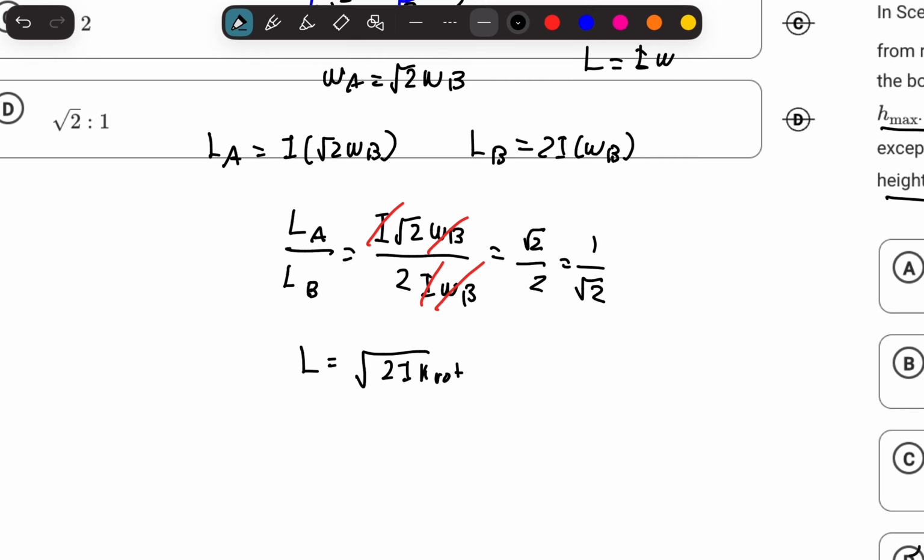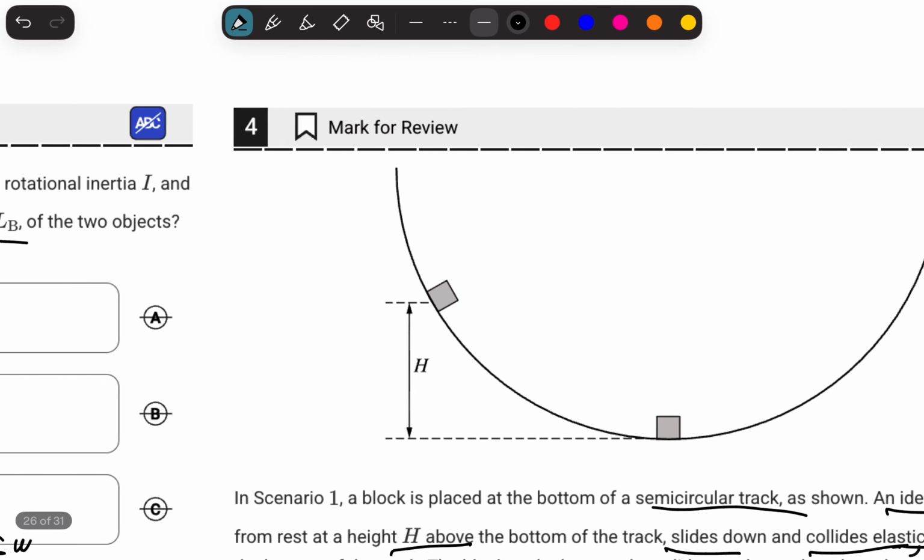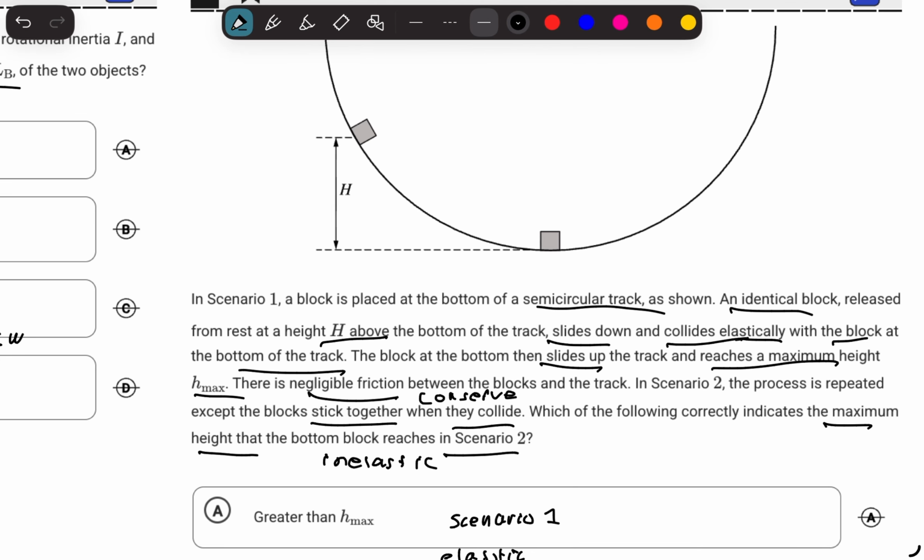So for our next problem, you have a scenario where a block is placed at the bottom of a semicircular track as shown. Then an identical block released from a height h above the track slides down and collides elastically with the block at the bottom of the track. Then the block is going to slide up the track and reach a maximum height, h max. So that's the second block. This block is then going to go up like that.